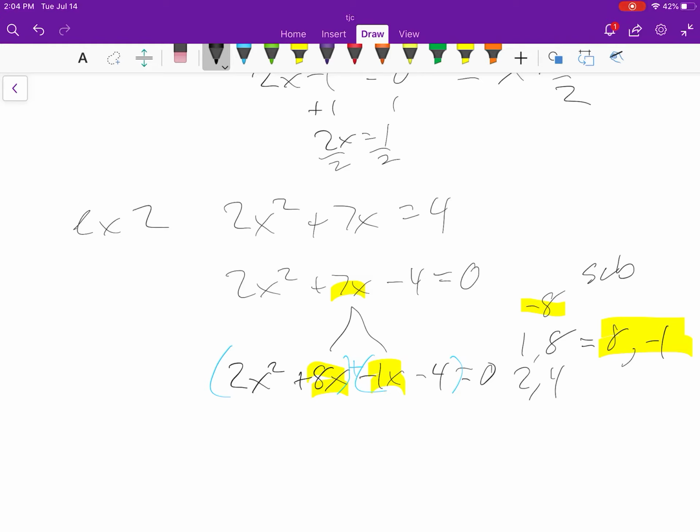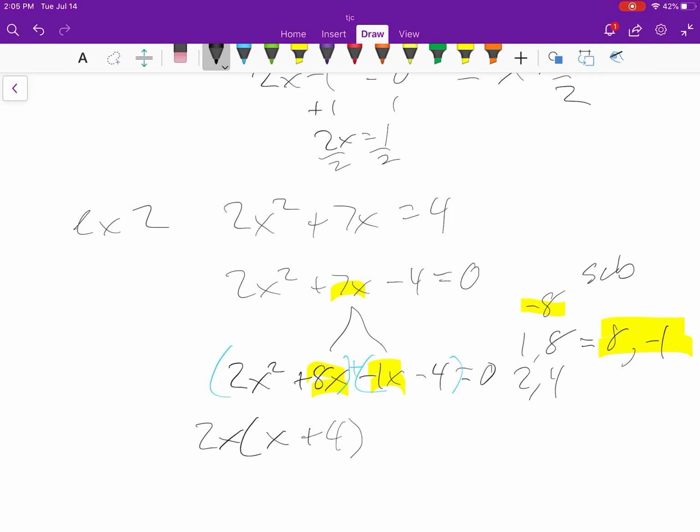What can we factor out of 2x squared and an 8x? Well, we can factor out a 2x. All right, that leaves us with an x plus 4. If we were to FOIL this back out, we'd get back to the 2x squared plus 8x. 2x times x is 2x squared. 2x times 4 is 8x. So again, we haven't changed anything.